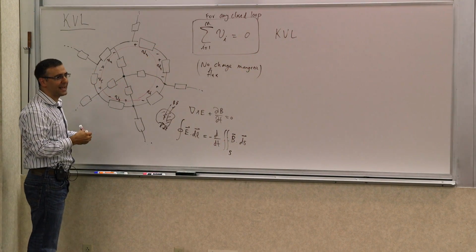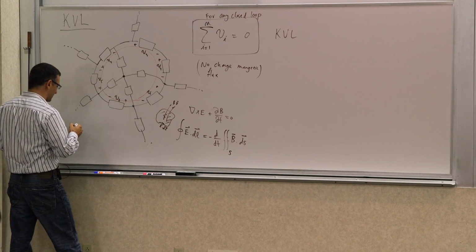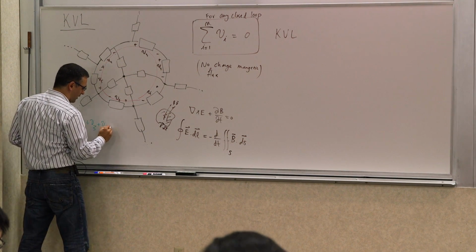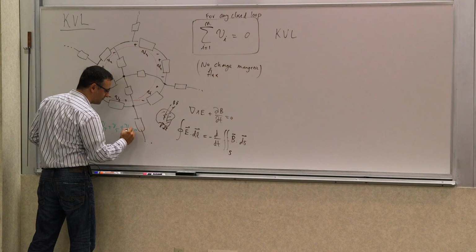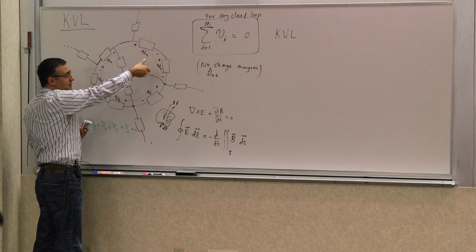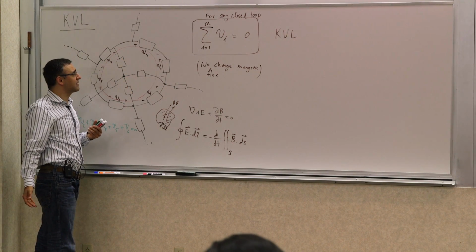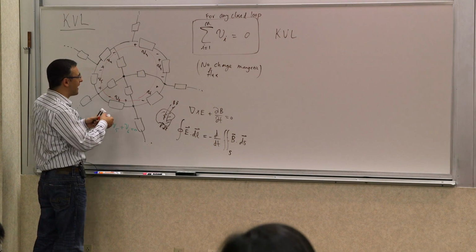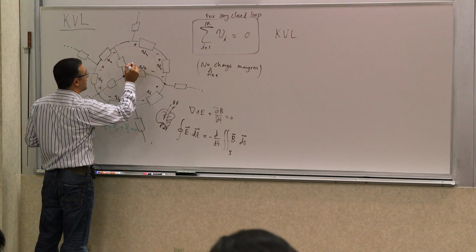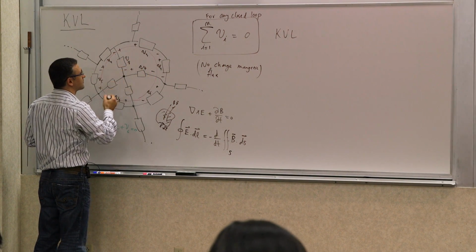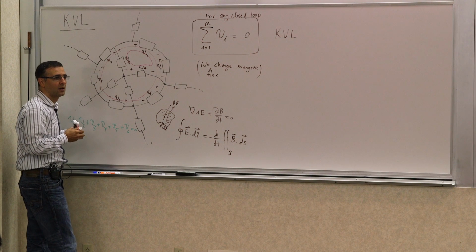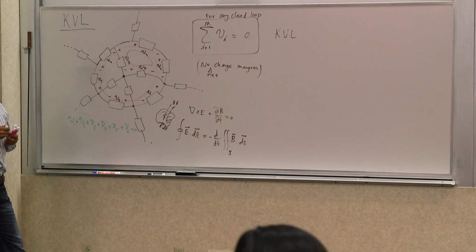Now, let me ask you, in this example, let's write this sum. This sum in this example is V1 plus V2 plus V3 plus V4 plus V5 plus V6, right? But I defined these polarities to be this way, and you don't have that luxury all the time, right? So let's say I had defined other polarities here. Let's say V7 here is like this and V8 is like this. And let's say I pick a different loop. I pick this loop. How should I write KVL in that loop?